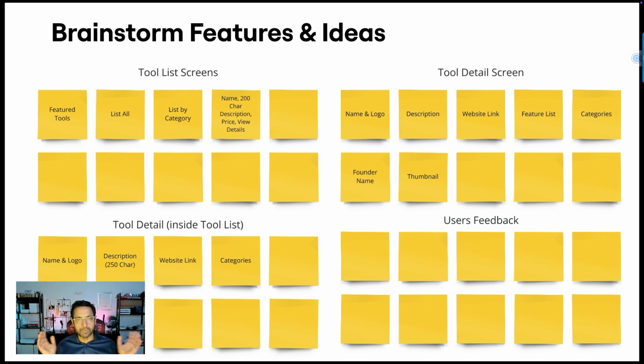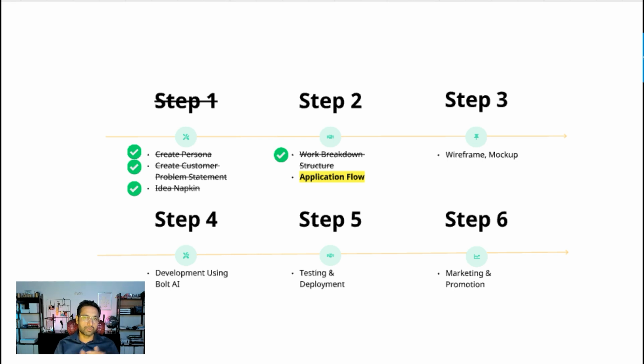Your idea is more streamlined and broken into smaller things. So regardless of which way you go, do some exercise to break your bigger idea into smaller pieces. All right, so far we have an idea for an application, we have our user personas, we have our customer problem statement, and now we have a work breakdown structure.